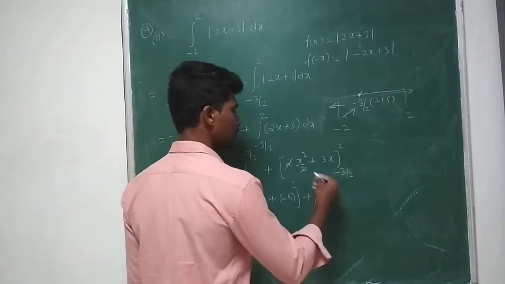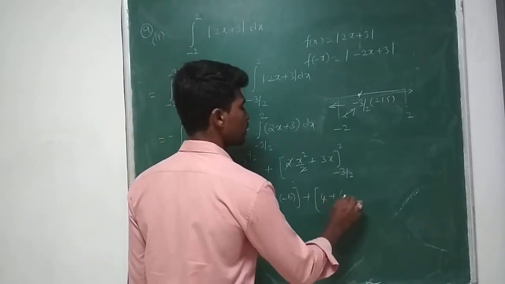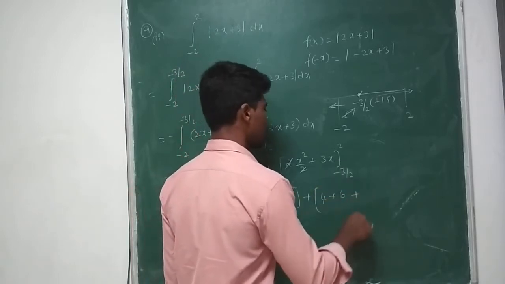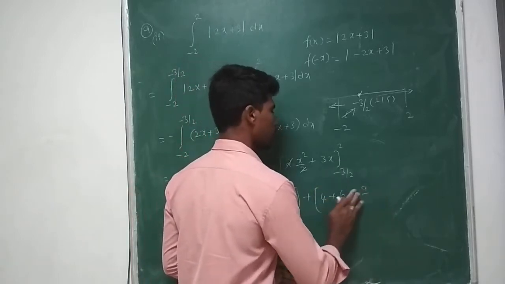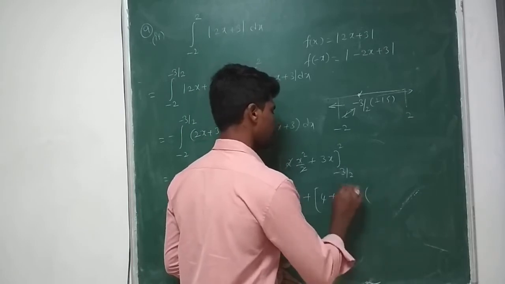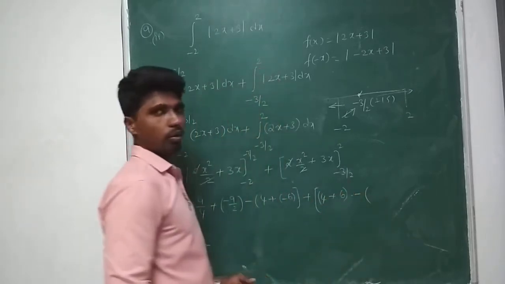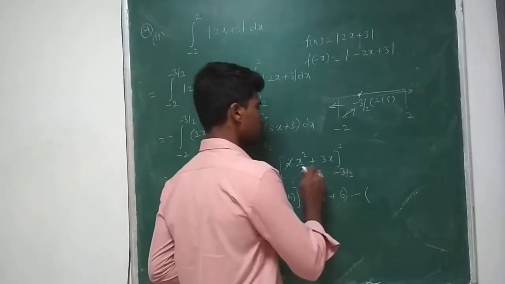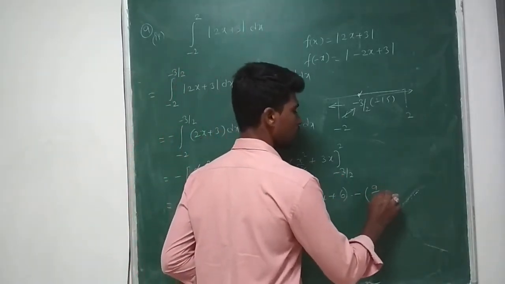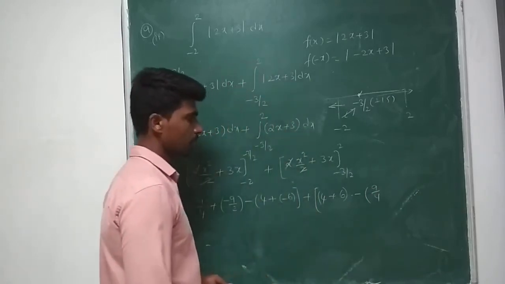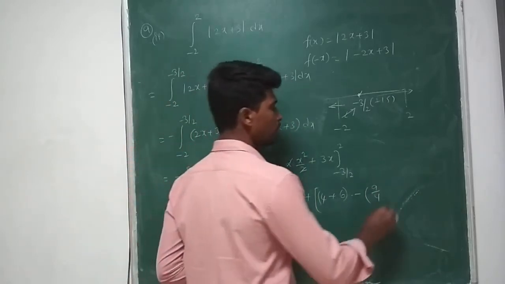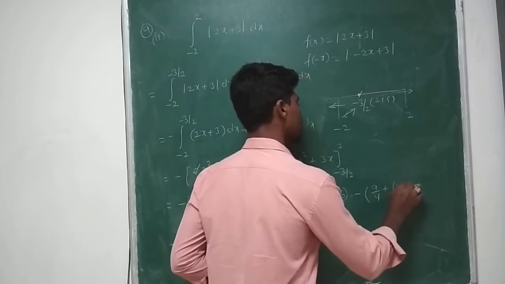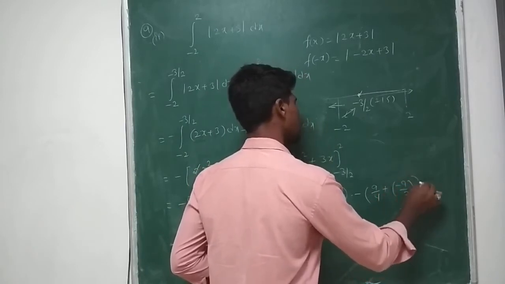After that, plus 3 2s are 6. Next, substitute minus 3 by 2, which gives plus 9 by minus of... we are applying the lower limit, so we should put it in brackets. So minus of minus 3 by 2 whole square, which is equal to 9 by 4, plus 3 into minus 3 by 2, which is nothing but minus 9 by 2.